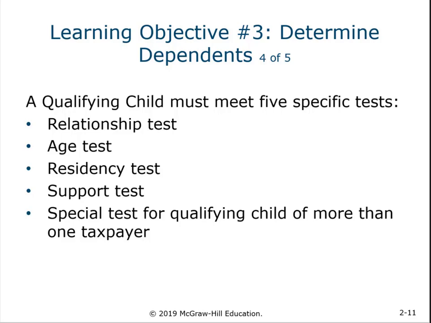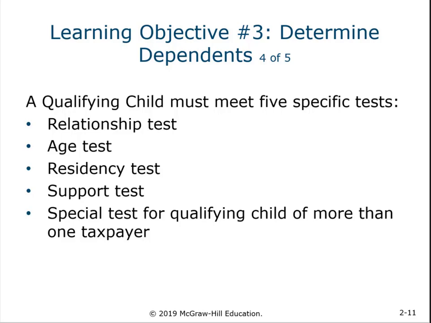Now, the relationship test is broad, but it does include a lot of folks, and the list you can see in your textbook. Okay? The key here is the relationship test is fairly broad, but there's an age test. And the age test has got to be under 19 or under 24 and a full-time student. And that's critical. So you can see we are talking about someone you more likely would think of as a child. All right? They must be resident of the United States.